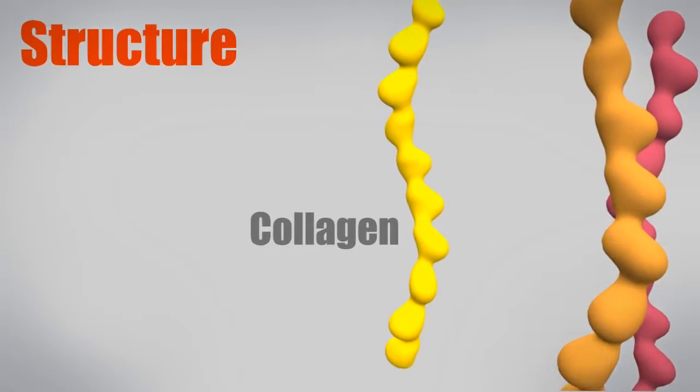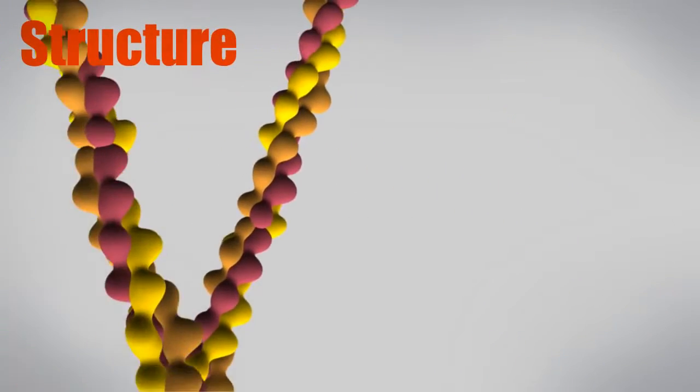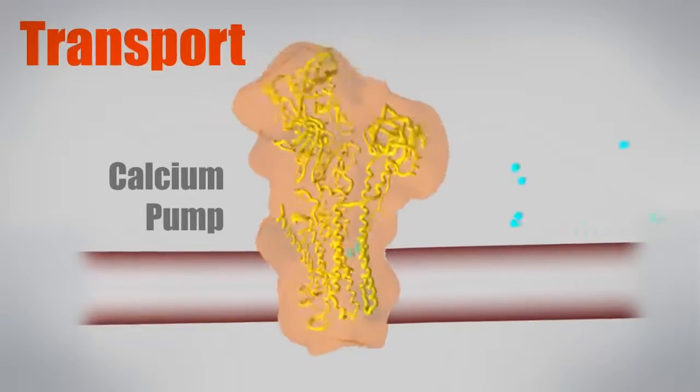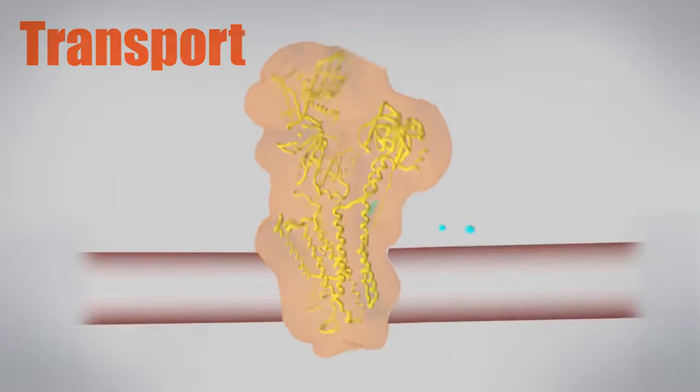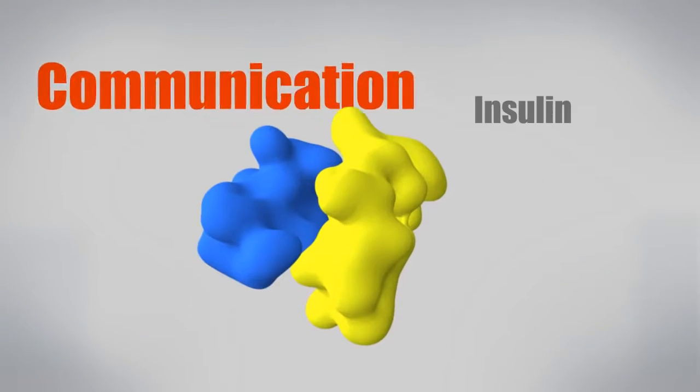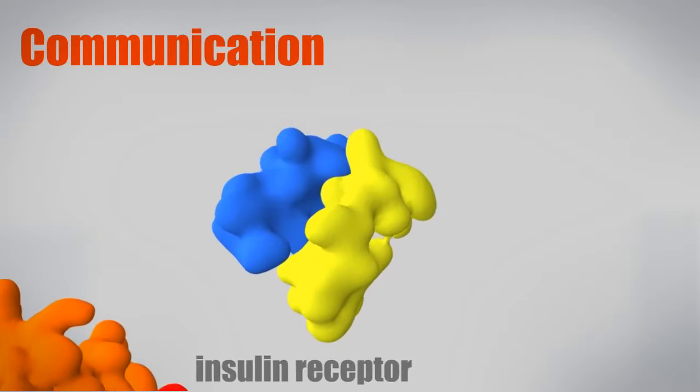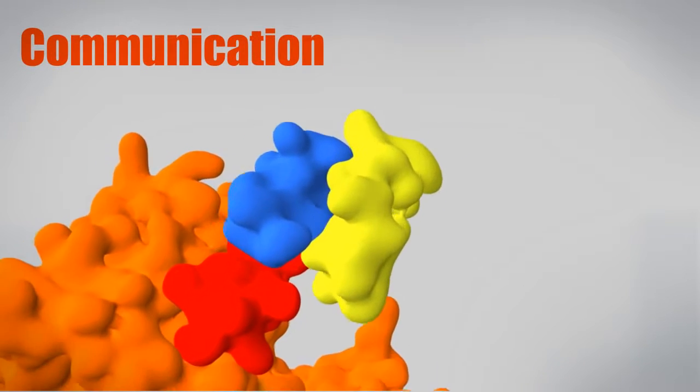Collagen forms a strong triple helix that is used throughout the body for structural support. The calcium pump moves ions across cell membranes, allowing the synchronized contraction of muscle cells. The hormone insulin is a small, stable protein that can easily maintain its shape while traveling through the blood to regulate blood sugar levels.